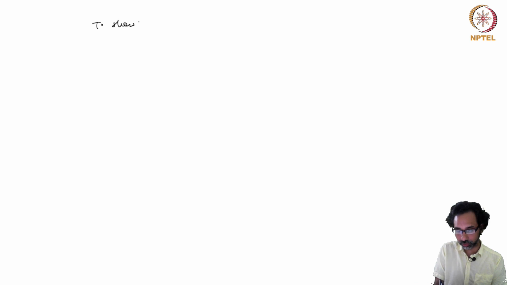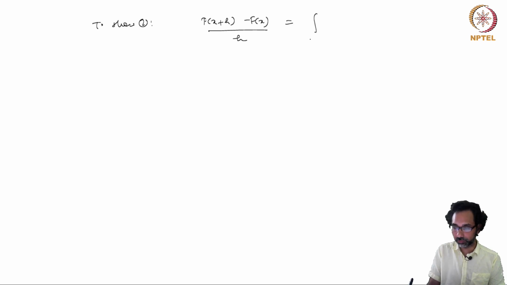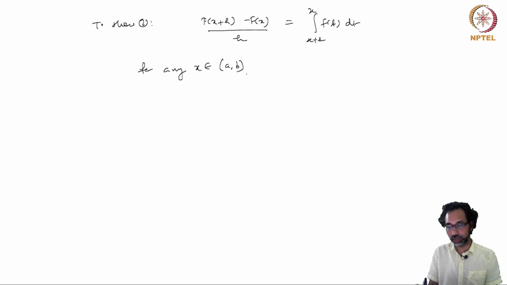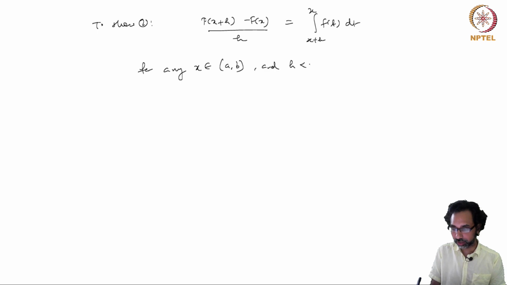Similarly, to show 2, we can say that (F(x+h) - F(x))/h is equal to the same thing, but we would rather have the integral from x+h to x of f(t) dt, with h less than 0, again for any x in (a, b] with a excluded and b included, and h less than 0 sufficiently small.